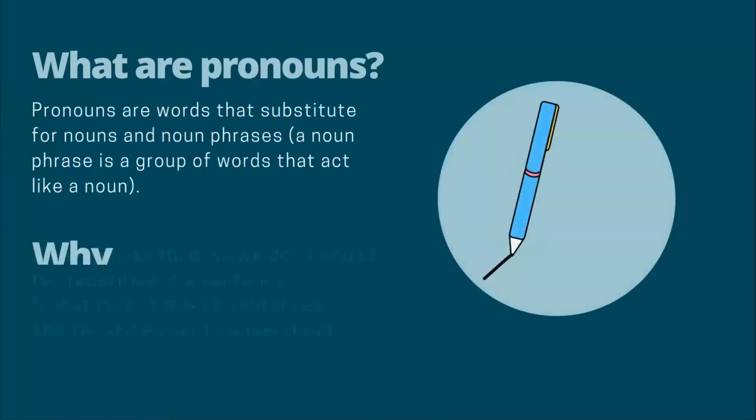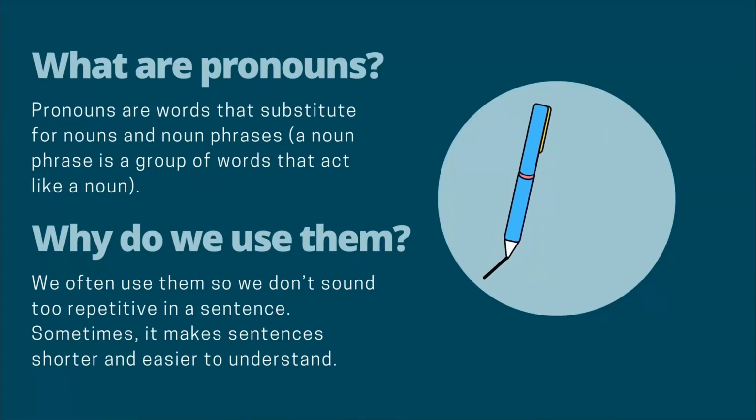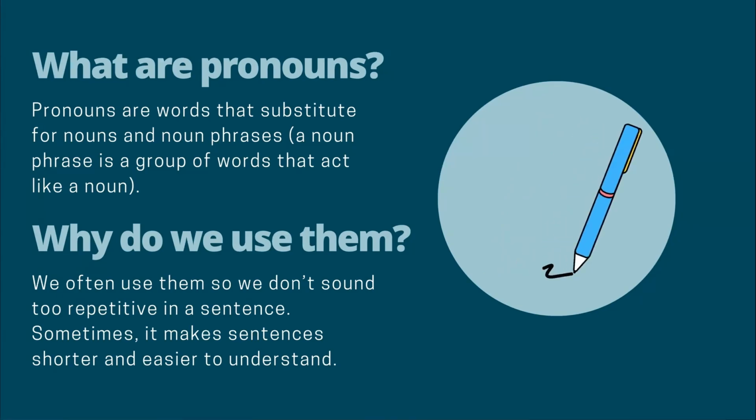So the first thing that we're going to talk about is what pronouns are and why we use them in English. Pronouns are words that substitute for nouns and noun phrases. If you're not familiar with it, a noun phrase is a group of words that act like a noun. And why do we use pronouns? We often use them so we don't sound too repetitive in a sentence, and sometimes it makes sentences shorter and easier to understand. So we use pronouns so we're not saying the same thing again and again. Let's have a look at some examples to better show you what I mean by that.